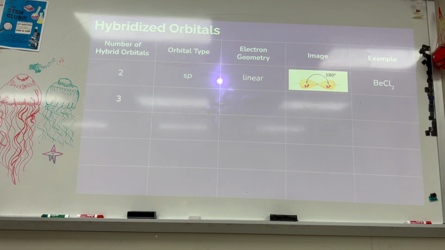If I need 3 hybrid orbitals, then that means I have an s orbital combining with 2 p orbitals, and so that's sp2. Three electron groups makes what shape? Trigonal planar. Looks something like that. BF3 is a good example of that.